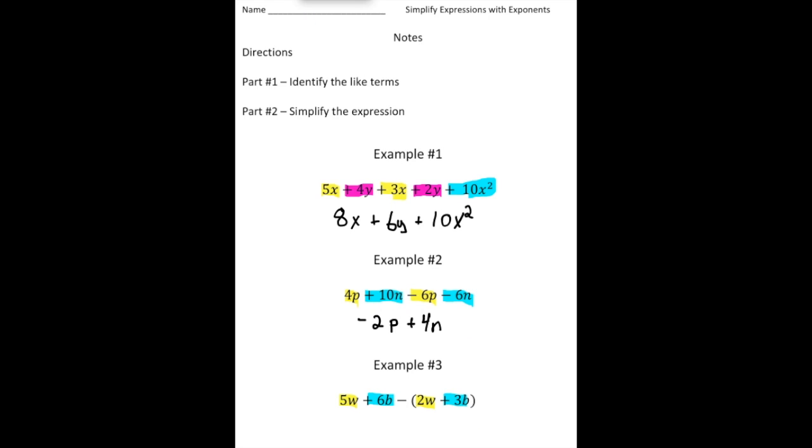Now let's simplify. We have to be careful, because notice we're subtracting everything inside the parentheses. So we're going to be subtracting the 2w as well as the 3b. 5w minus 2w gives us 3w, and 6b minus 3b gives us 3b. And there it is.